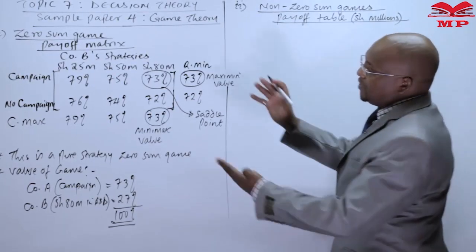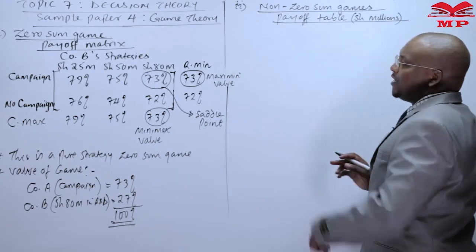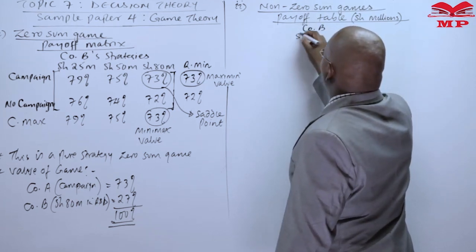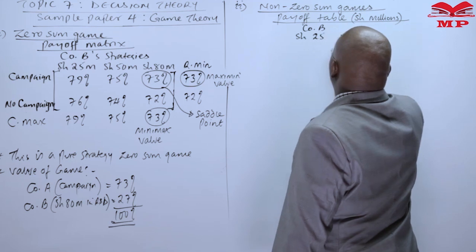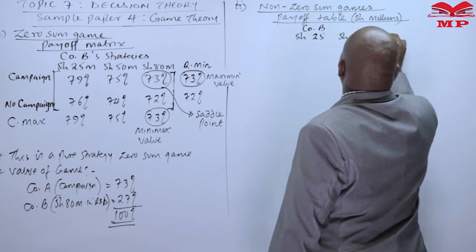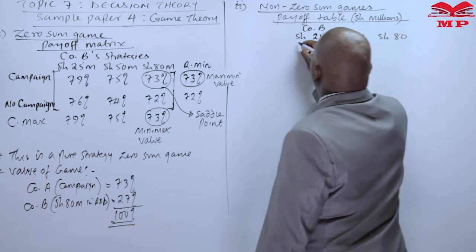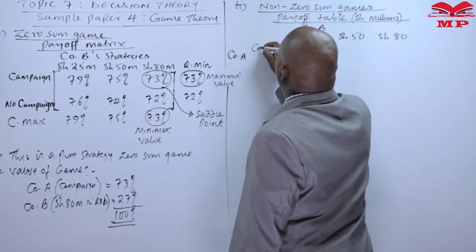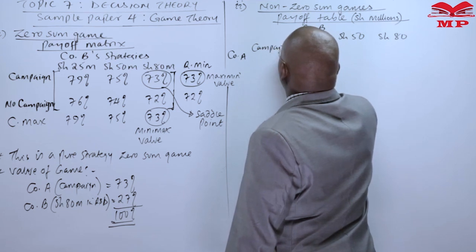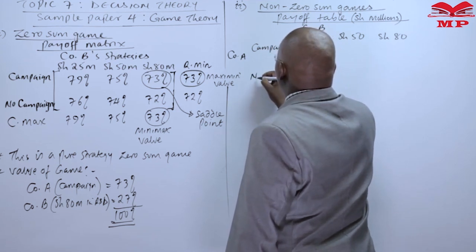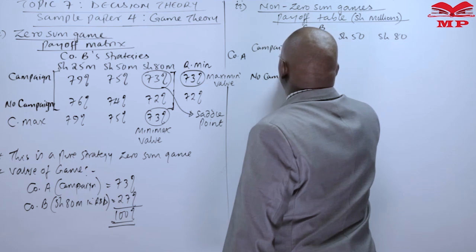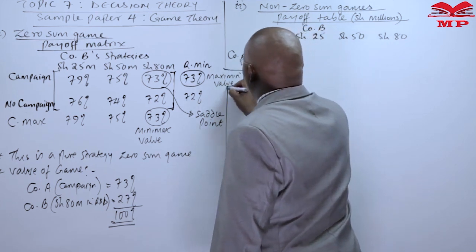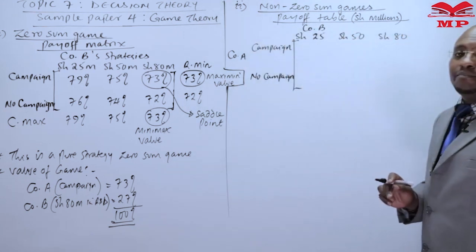And we still have the same presentation, company A on the side, company B up here. So for company B we have shillings 25, shillings 50, and shillings 80. Then for company A we have campaign and no campaign. Now let's look at this.